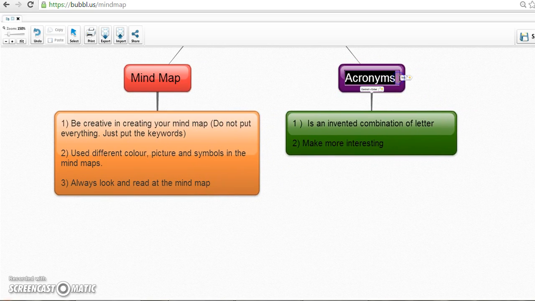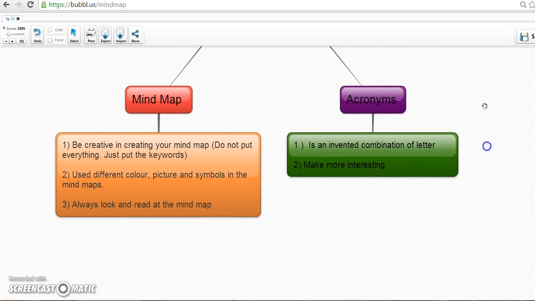acronyms. An acronym is an invented combination of letters. This technique will make your learning and your memorization more interesting, and it will attract many students to use this type. Actually, it's easier for you to memorize.